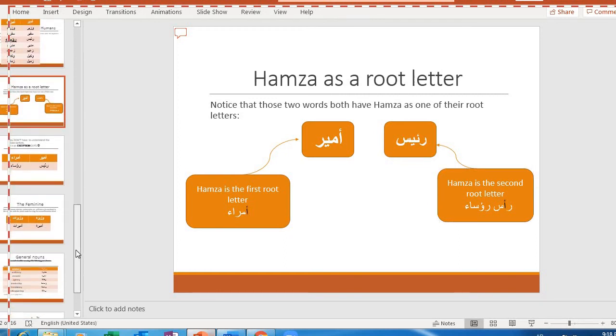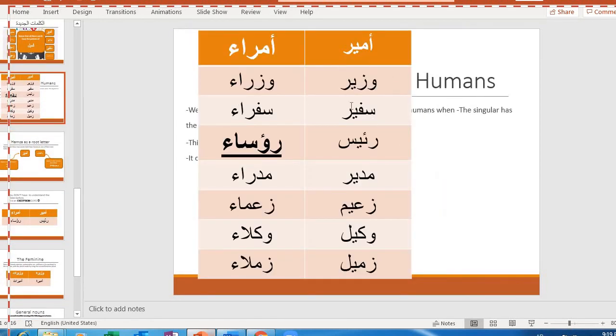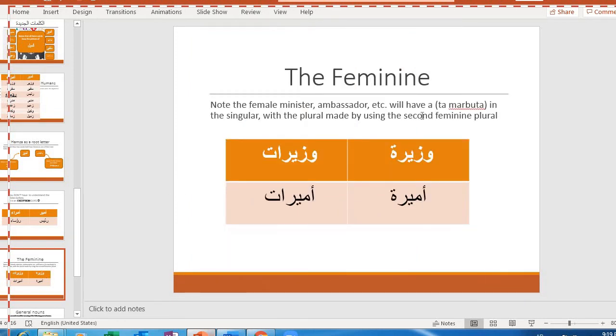Then you might have this question. How about if these were female words? What if I have Wazira, female prime minister? What if I have Safira, Raisa, Mudira, Zaima? This is much easier than even you expect. It will follow just the regular feminine plural.